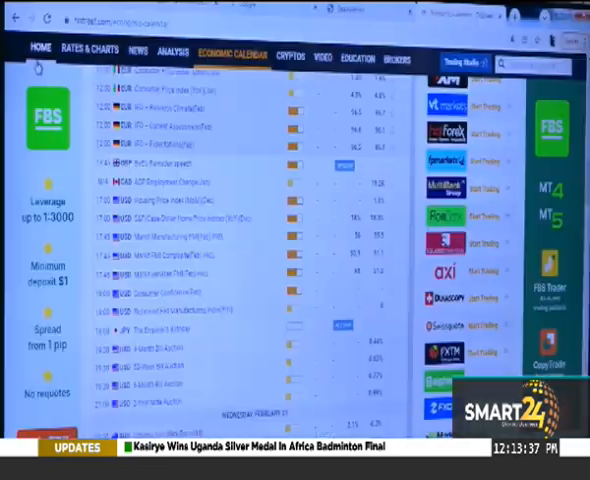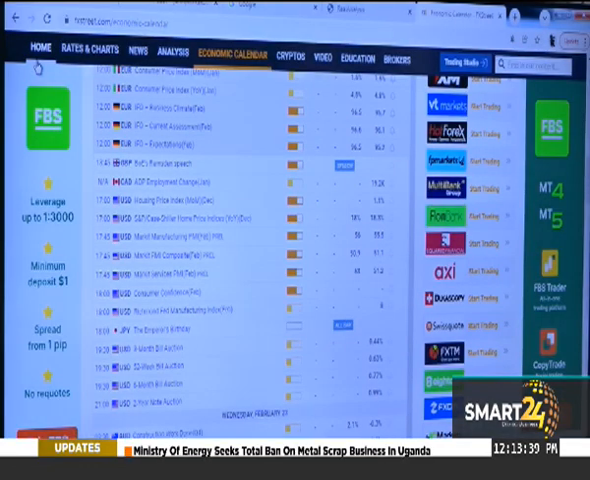Now let's take a look at the economic calendar actually. There are some events left affecting the US dollar, the first at 5:45. There are about 6 events, and they are all medium impact events.